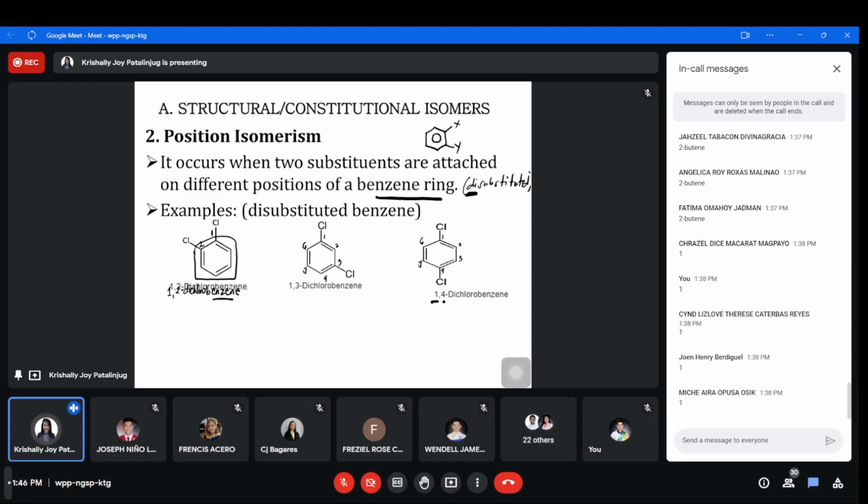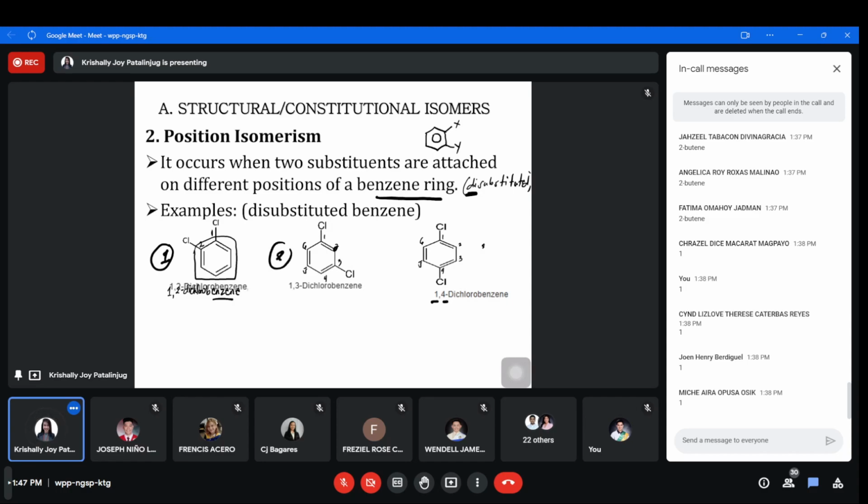Kasi parehas sila ng formula. Okay, parehas yan sila ng formula kasi meron silang benzene ring, then tigdalawa sila ng chloro. Okay, so you will expect na talagang parehas ito ng formula. Okay? However, magkaiba na yung arrangement ng atoms. Particularly, they differ in the positions of the substituents. Sa unang molecule, magkatabi yung chloro. Sa pangalawang molecule, may 1 carbon apart.